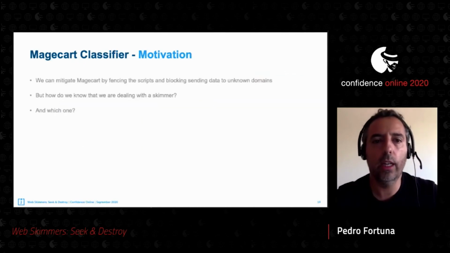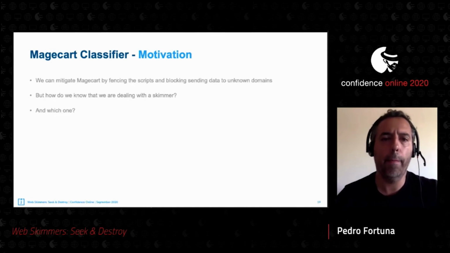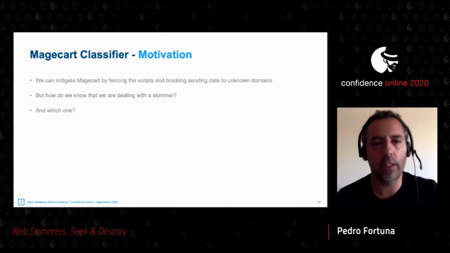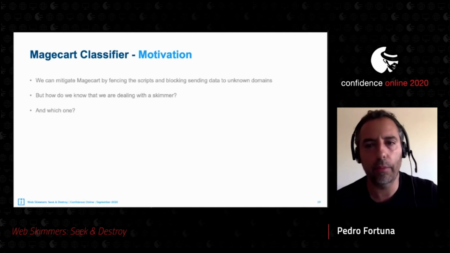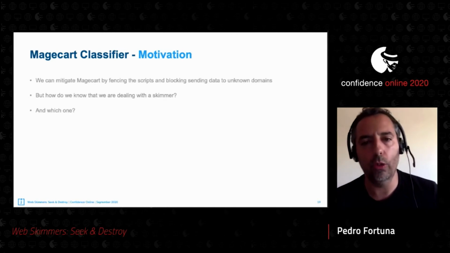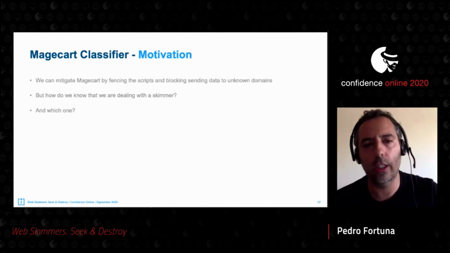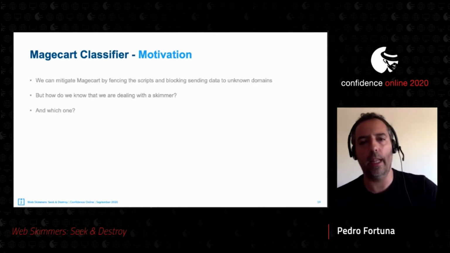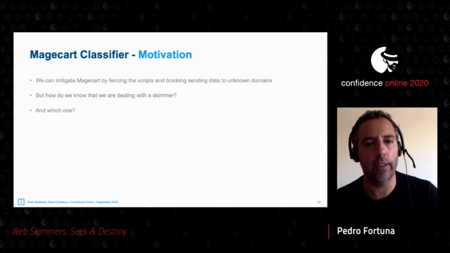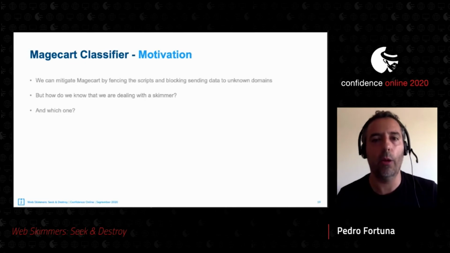But what we have been doing lately, and the main topic of this talk, is Magecart classification. Obviously, by using the solution I've just described, we can fence the scripts, we can block data from going out. But we do that because we can roll out the rules to prevent those things from happening. But how can we know for sure that the thing causing that behavior was a skimmer in the first place? This is a question that we had. And also, if it is indeed a skimmer, which skimmer are we talking about?